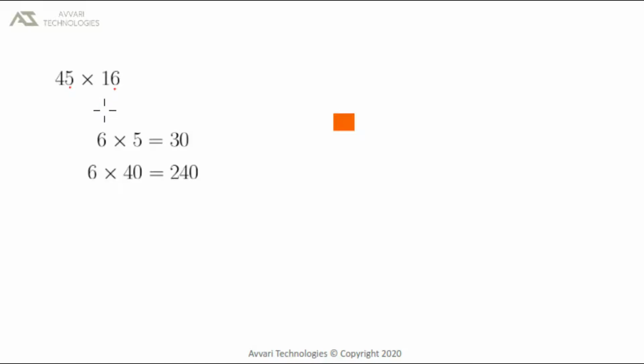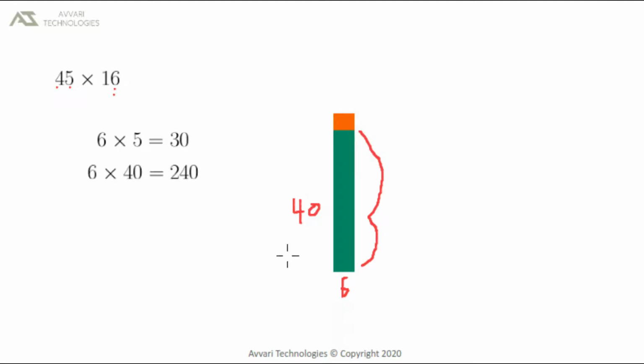Now let us multiply 6 into 40. Why 40? Since 4 is in the 10th place, 10 into 4 is 40. So 6 into 40, we will get 240. We will draw a rectangle of width 6 and height 40 from here to here. 6 into 40 is 240. The area of this rectangle is 240 square units.